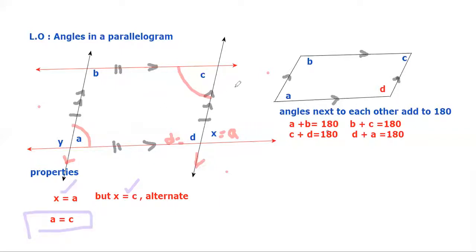And if A is equal to C, guys, this tells us one property: opposite angles in a parallelogram. Another property: opposite angles are equal. So it means that A is equal to C and D is equal to B.